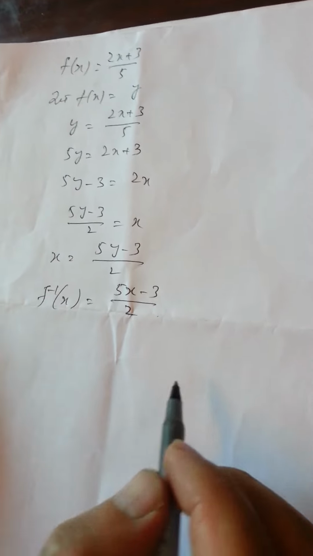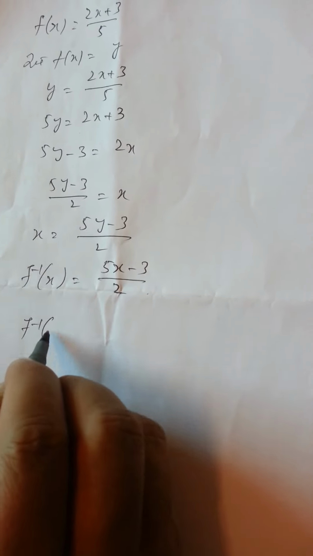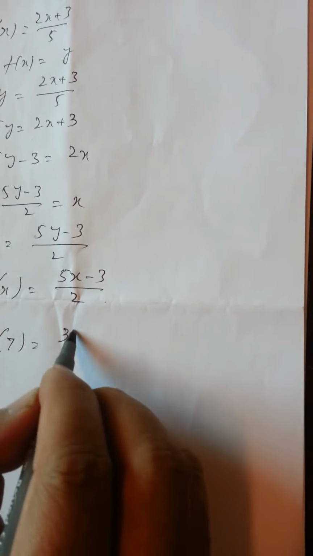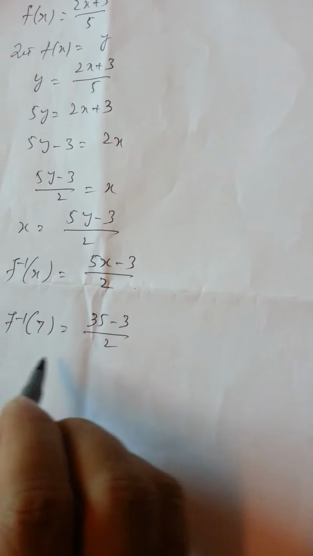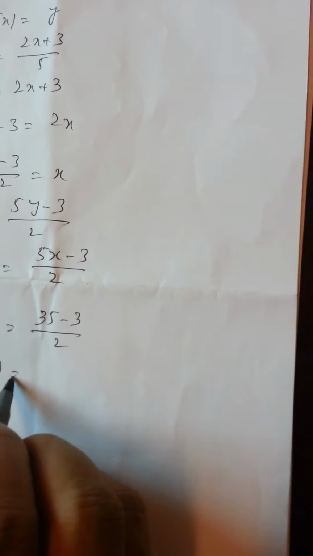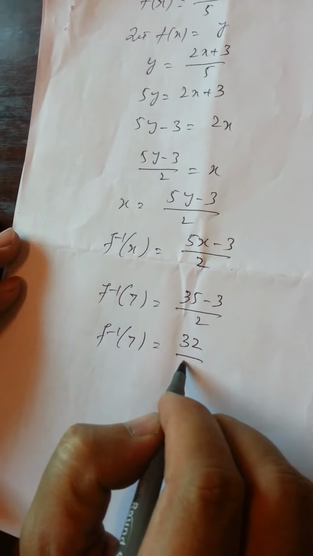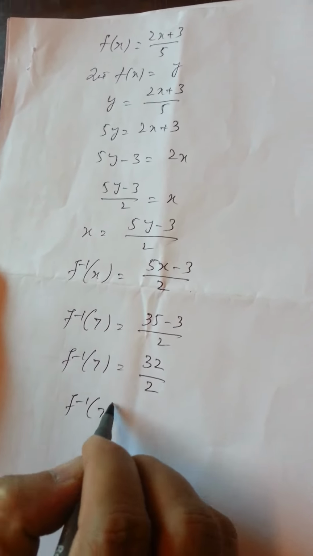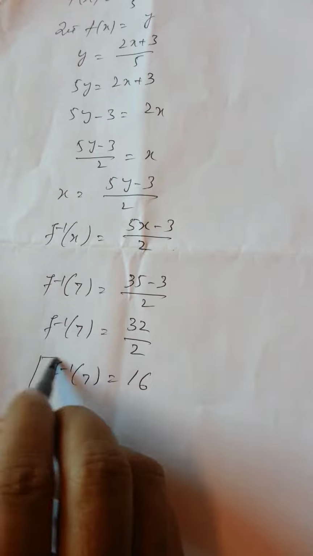Now replace this x with 7. So f inverse of 7 is equal to (7 times 5, which is 35, minus 3) upon 2. F inverse of 7 is equal to 32 upon 2. F inverse of 7 is equal to 16.